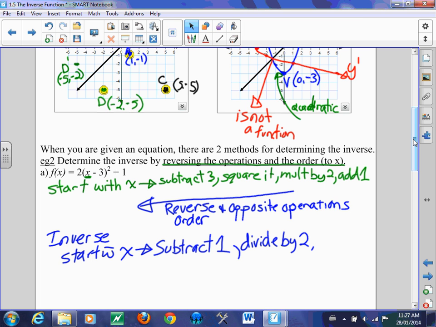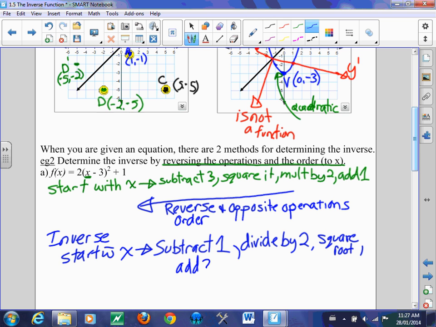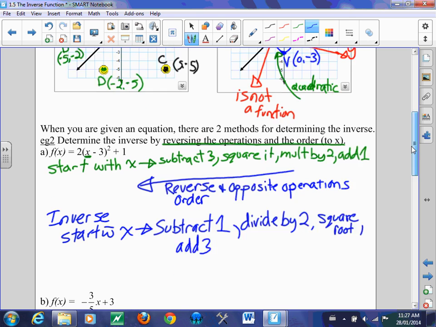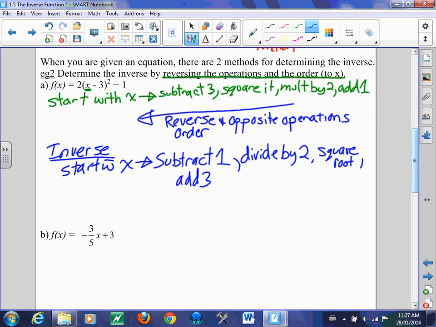So we have to take a look at doing the opposite operation. So we're going to subtract 1. Then we're going to divide by 2. Opposite of squaring is what? Square root. Don't forget plus or minus when you do the square root. Okay, and after the square root, instead of subtracting 3, you're going to add 3. And you say, okay, great, Ms. R, that's awesome. But you just have to do the equation now.